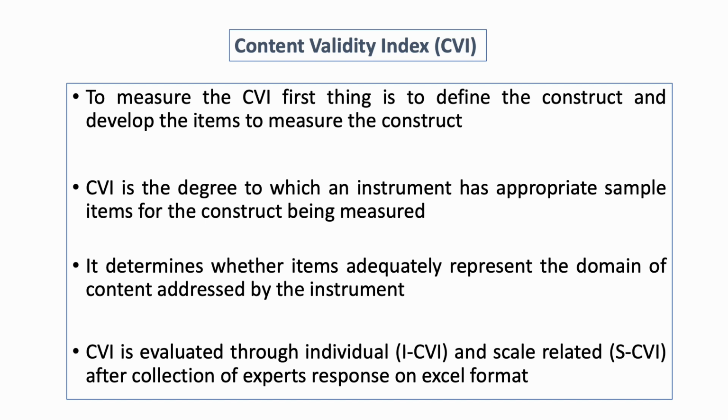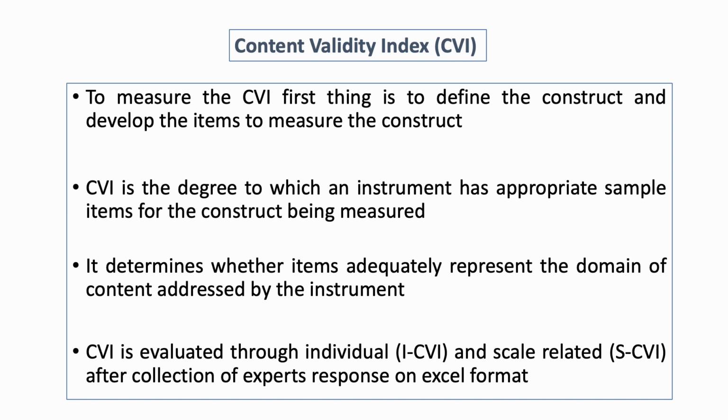So CVI is the degree to which the instrument has appropriate sample items for the construct being measured, and there can be multiple constructs or components within a questionnaire. A questionnaire may have one component and one factor as well. It determines whether the items adequately represent the domain of the content addressed by the instrument. So CVI is evaluated through the individual content validity index, or ICVI, and the scale CVI, or SCVI, after the collection of the experts' responses in Excel format.